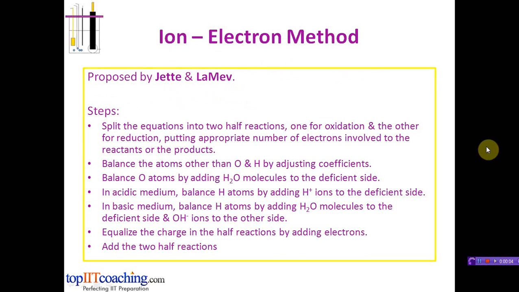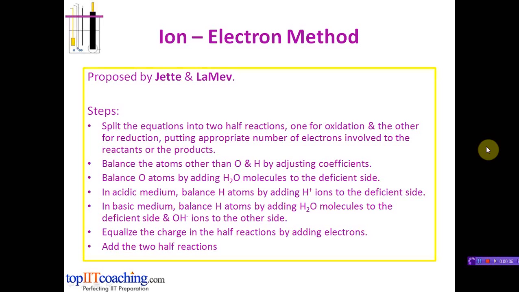The second method is the ion electron method proposed by Jette and Lamieux. In this method, the chemical equation is split into two halves, the oxidation half and the reduction half, by putting the appropriate number of electrons involved in the chemical change. Then we balance the atoms other than oxygen and hydrogen in the two halves by multiplying with suitable coefficients if required. Then we balance the oxygen atoms by adding water molecules to the deficient side.